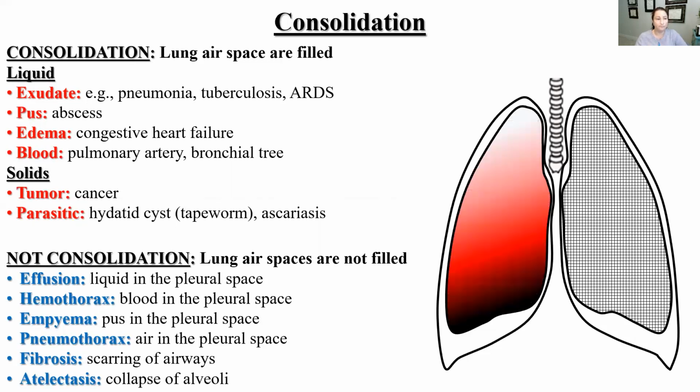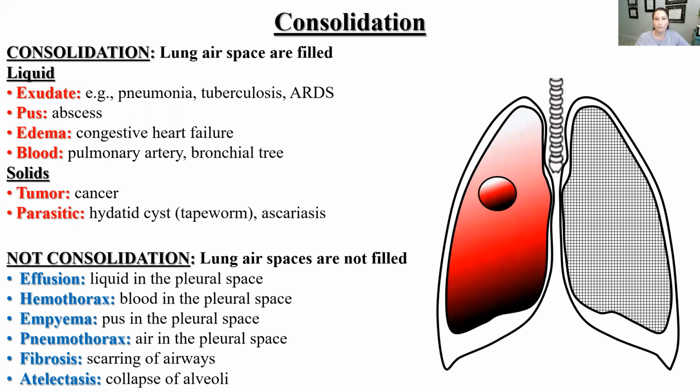For example, exudate is something that we can see in pneumonia, tuberculosis, or ARDS. Purulent fluid in an abscess. Edema in somebody who has congestive heart failure where that fluid backs up. Blood if you have an injury to the pulmonary artery or the bronchial tree. Solids are not as common. Solids could be something like a tumor or a mass if somebody has cancer.